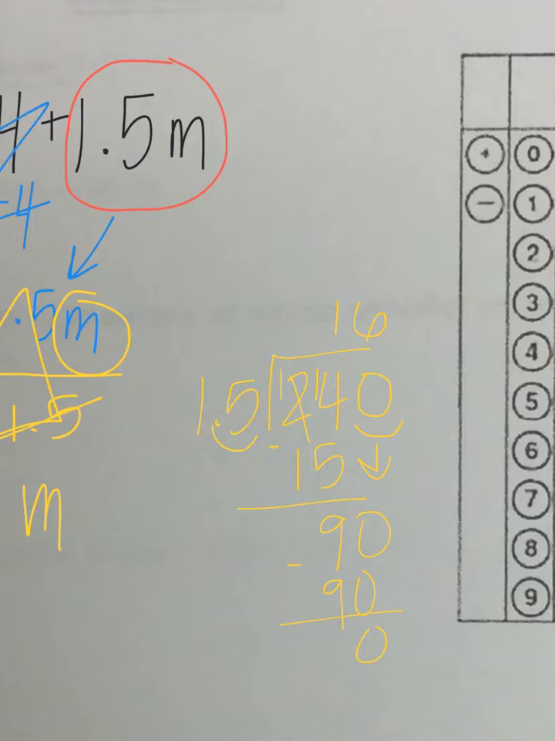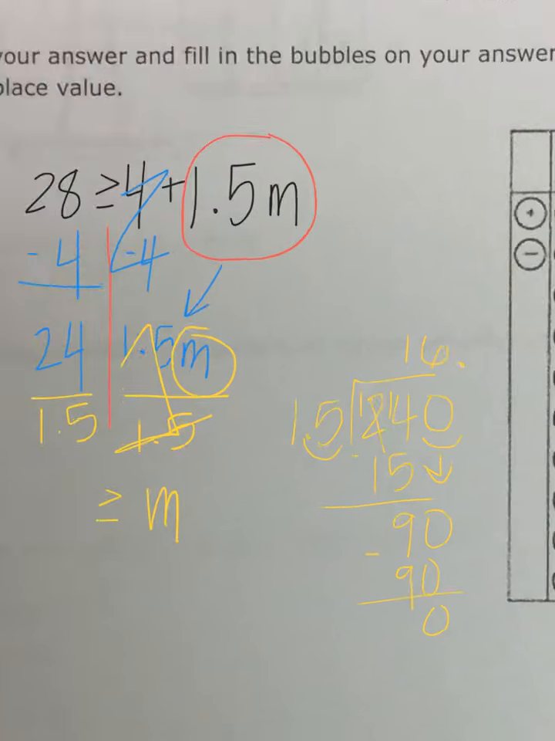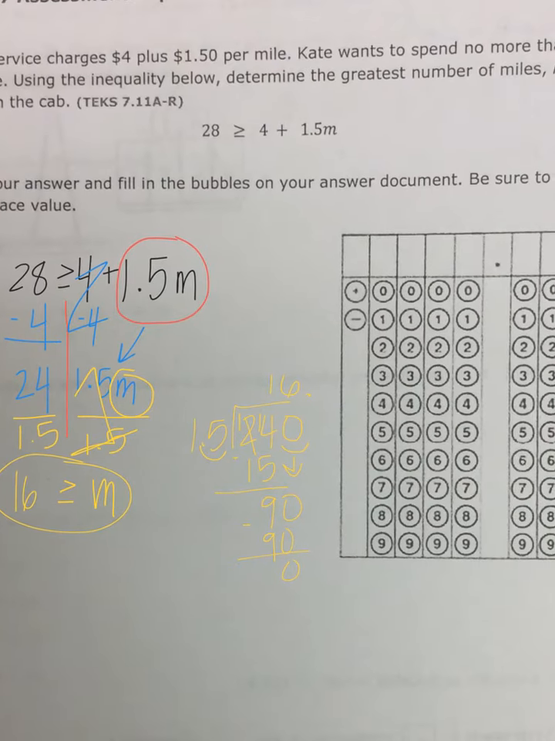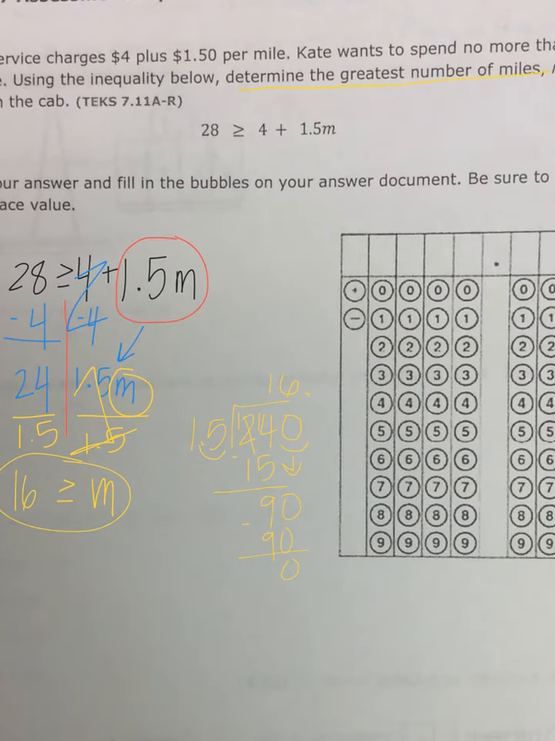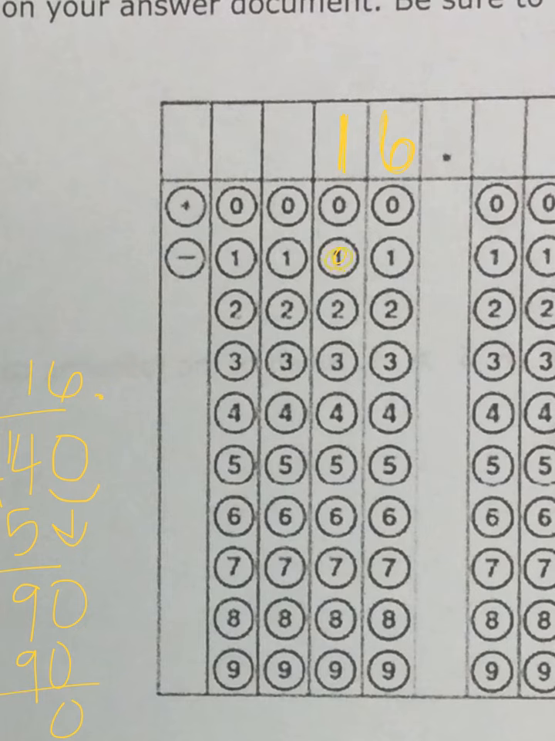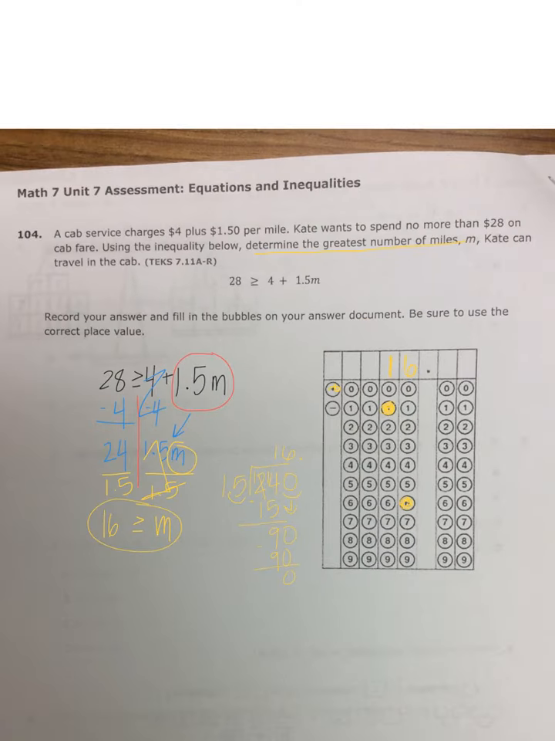I moved my decimal over, which means this 16 is a whole number. So my answer would be 16 is greater than or equal to m. And so they're wanting to determine the greatest number of miles. So the greatest number of miles would be 16. So right here you should have a 1 and a 6. And that should go in front of that decimal. And then you should have bubbled it. 1, 6. And that's a positive. Awesome.